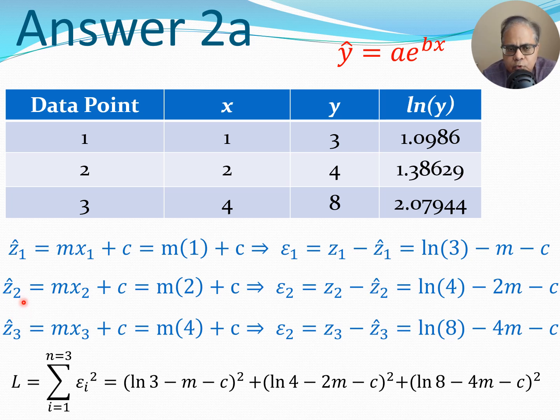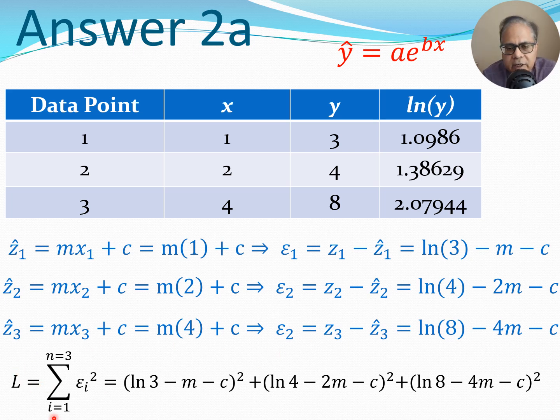Similarly, for the point z2, I would have x2 is 2 here, so I put x2 is 2. And then epsilon 2 becomes z2 minus z hat 2. So z2 of course is the second point, which would be y here, so log 4 because y is 4 here, and then minus 2m minus c because we have 2m plus c here. Z3 is going to become mx3 plus c, so I substitute x3 is 4 here, so I get m into 4 plus c, and then epsilon 3 becomes z3 minus z hat 3, which is log 8 minus 4m minus c. This should actually be epsilon 3 here, that's a typo.